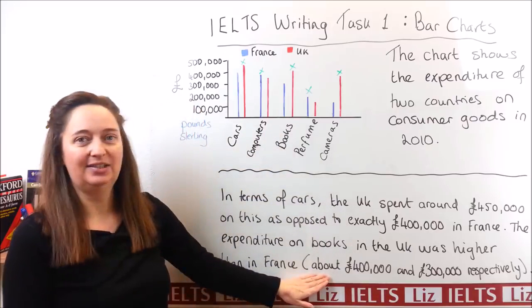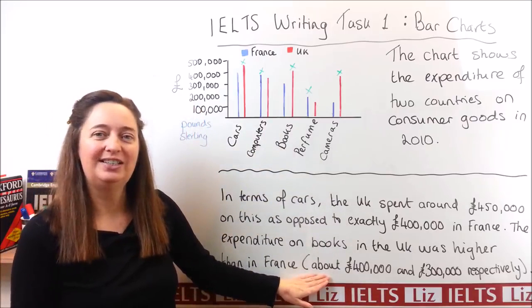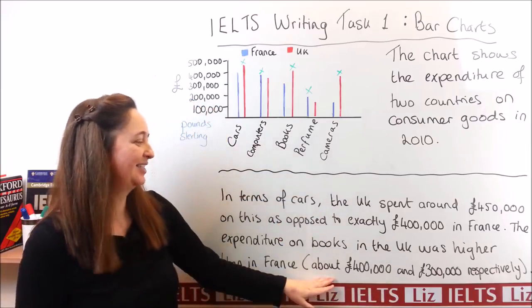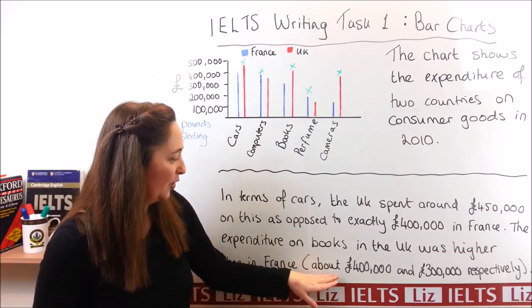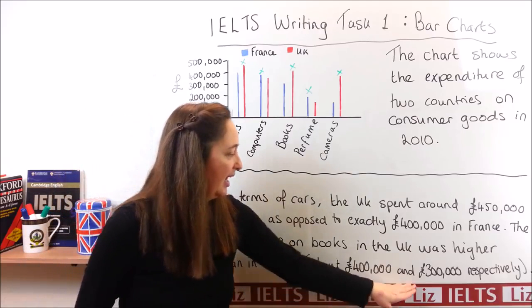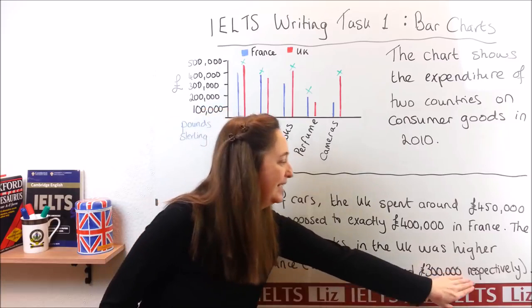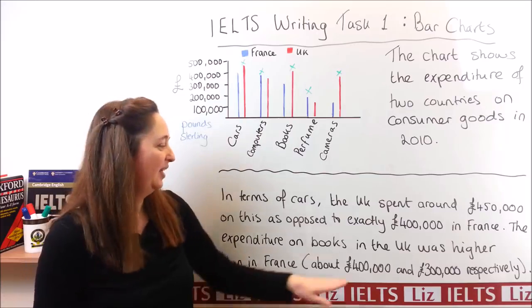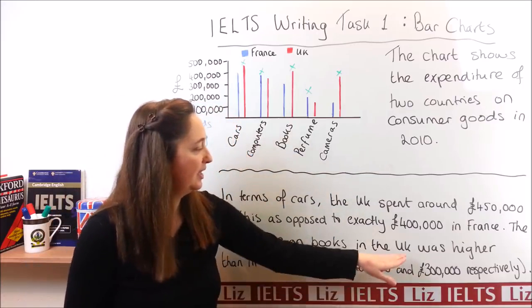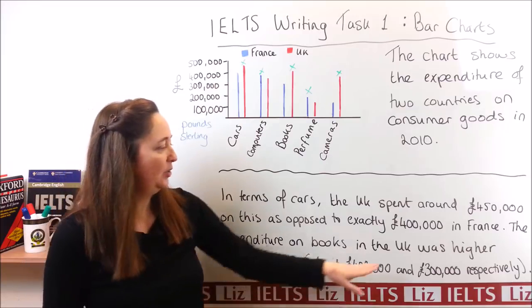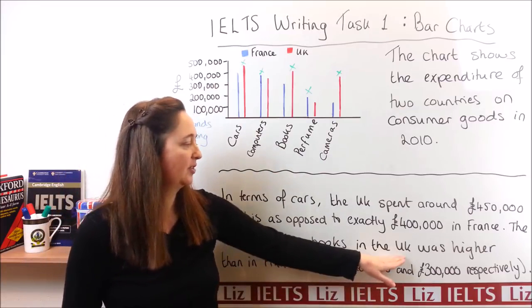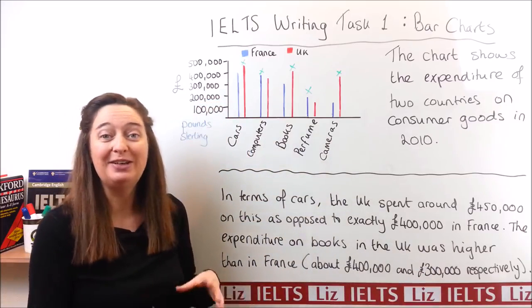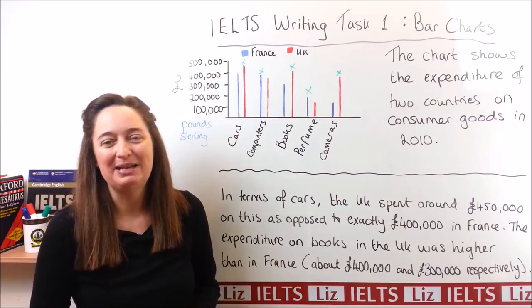So you can see in this sentence, what I've done is I've decided to put the numbers in brackets. So that's another bracket sentence. And you can say I've got about 400,000 and about 300,000 pounds respectively. Now, respectively means that the order of the numbers follows the order in the sentence. UK is first. That number refers to the first one. The second number refers to the second one. So make sure you've got the order of information right.